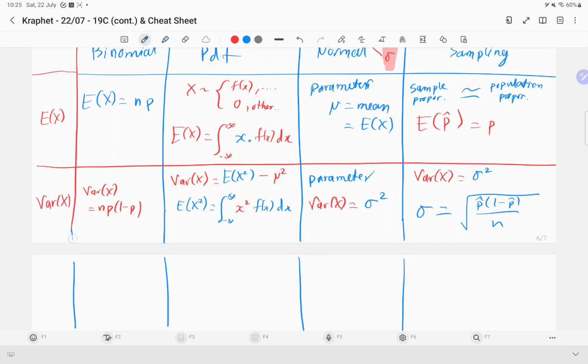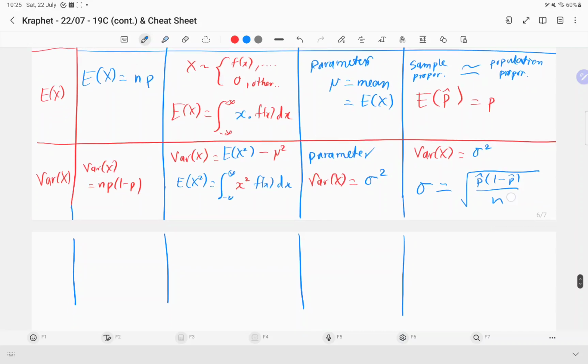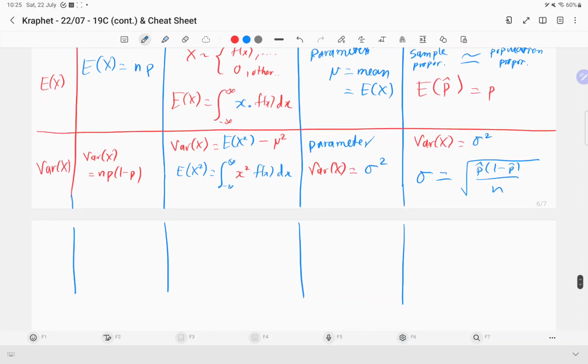Is the meaning of this sigma in the normal distribution the same as in the sampling? Yeah, it's both standard deviation. The meaning is both standard deviation, yes. The standard deviation is the idea that most of the area will fall within a certain distance from the mean, and then you go plus or minus 3 standard deviations, right?